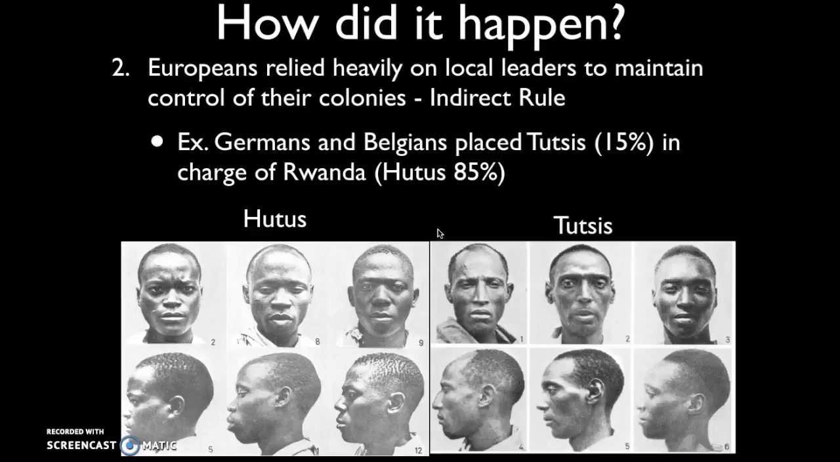So the Germans and then later the Belgians placed the Tutsis, the 15%, in charge of Rwanda over the Hutus, the 85%. Well, this is going to become a problem when the Belgians ultimately leave and war breaks out between the Tutsis who had power and the Hutus who were trying to gain power and take power away from the Tutsis. A civil war breaks out that ultimately leads to the genocide in Rwanda in the early 90s.